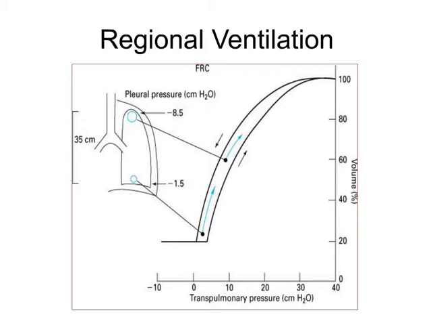As a result, when the diaphragm contracts and drops the pleural pressure, it is the base of the lungs that has the ability to expand. It is a more compliant part of the lung. As a result, there is more ventilation to the lung bases in the upright person.